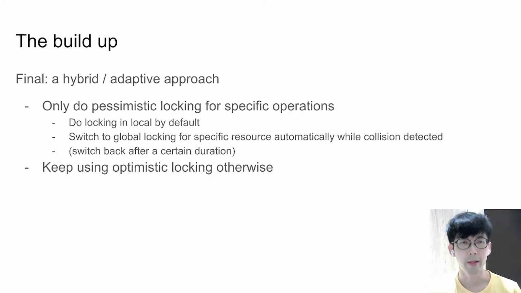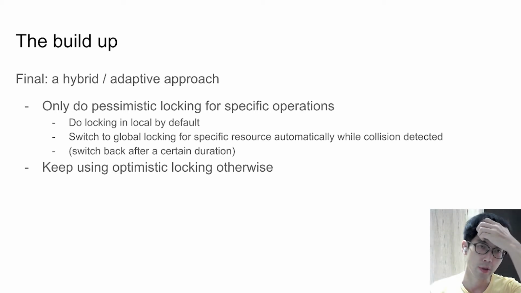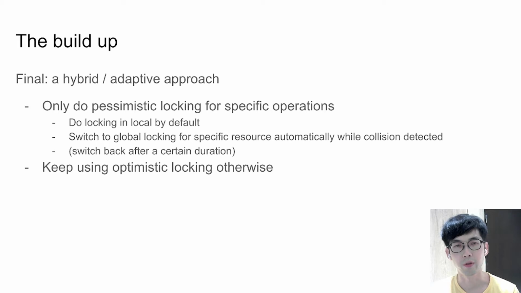In the end, I decided on a hybrid and adaptive approach to address the issue. Hybrid here means we introduce both optimistic and pessimistic locking in our system. Operations that may encounter contention, such as writing, will use pessimistic locking. The others keep using optimistic locking as before.